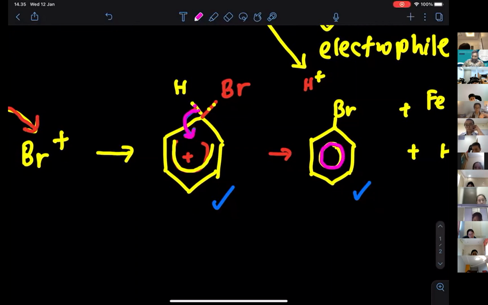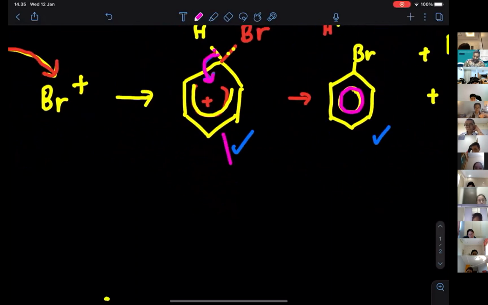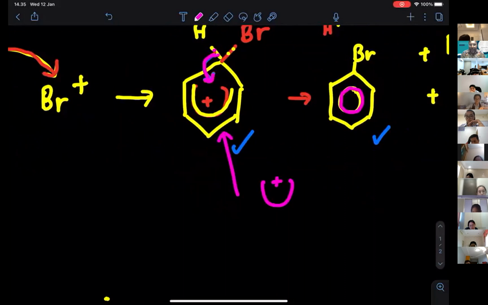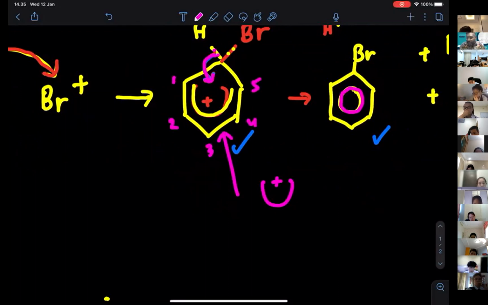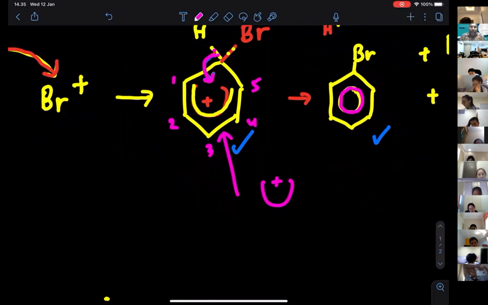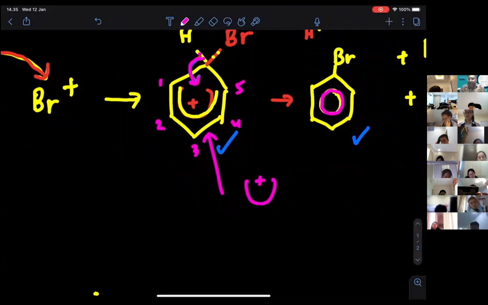So if they ask you, for example, if you have this and then plus, what does it mean? It simply means that there are 4 electrons being shared with how many carbon atoms? 1, 2, 3, 4, 5. 5 carbon atoms. So do remember, 4 electrons being shared with 5 carbon atoms. So that is my mistake.